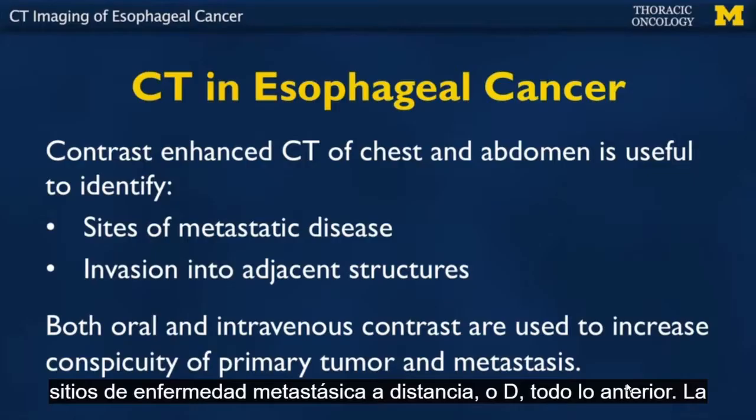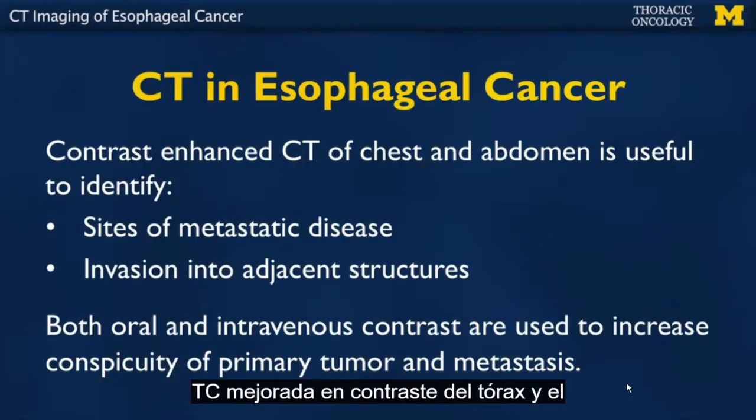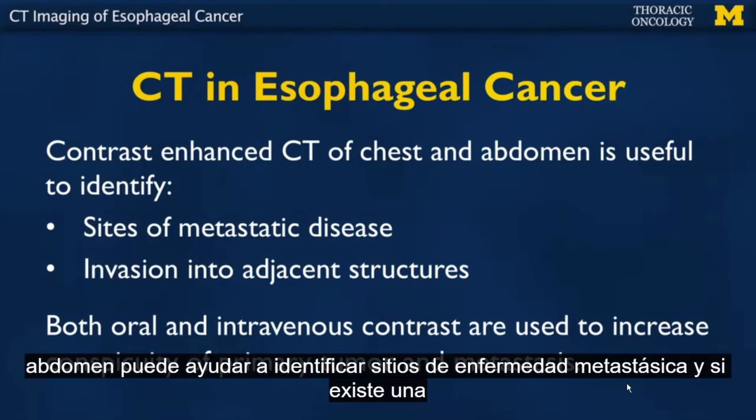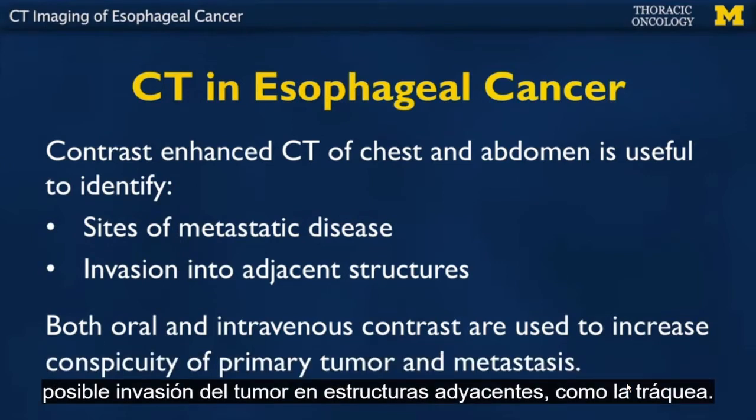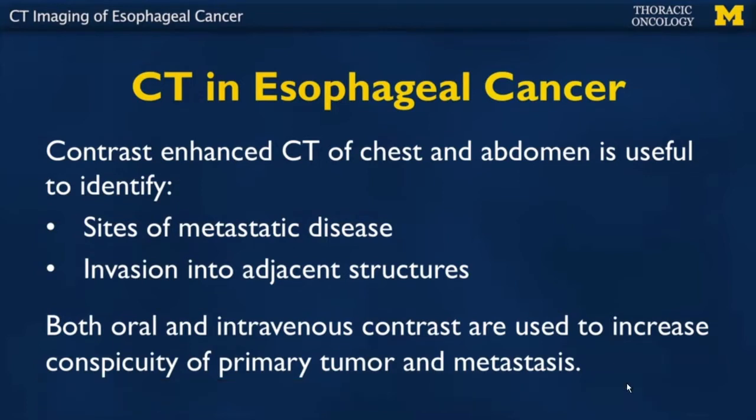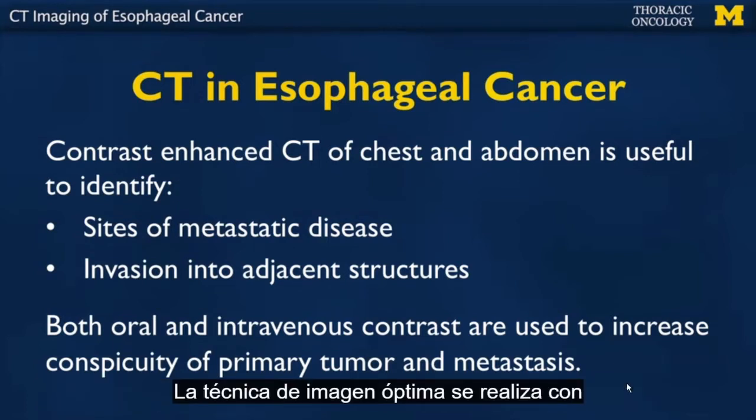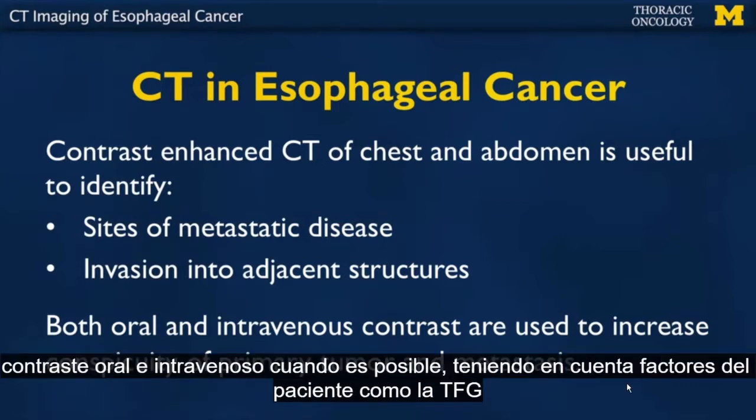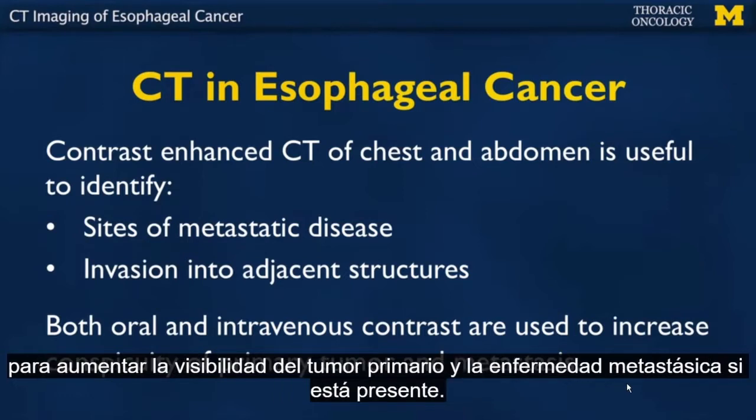Contrast-enhanced CT of the chest and abdomen can help identify sites of metastatic disease and whether there is possible invasion of the tumor into adjacent structures such as the trachea. Optimal imaging technique is performed with both oral and intravenous contrast when possible given patient factors such as GFR in order to increase the conspicuity of the primary tumor and metastatic disease if present.